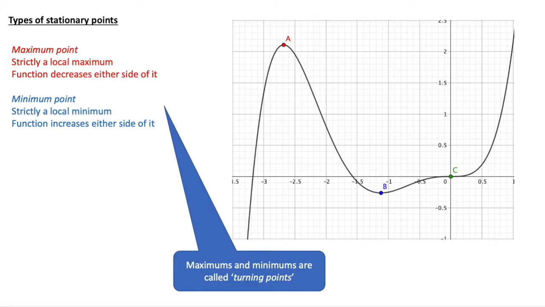Both of these points are called turning points. Maximums and minimums are called turning points because the graph is, for a maximum, going up and then back down again, so it turns, and vice versa for a minimum.